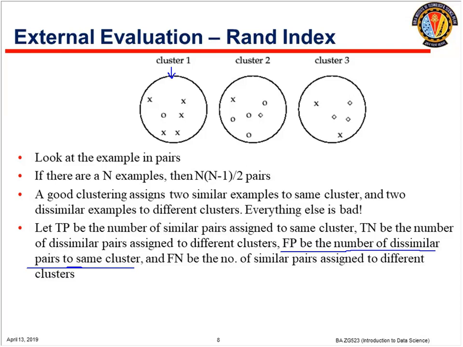How many such dissimilar pairs are possible in cluster 1? Dissimilar pair means the 2 items don't belong to the same class. Similar pair means both items in the pair belong to the same class, that is, both are X or both are O or both are diamond. In case of dissimilar, they are not the same. They are from different classes. So how many pairs are possible in cluster 1 which are from dissimilar classes?